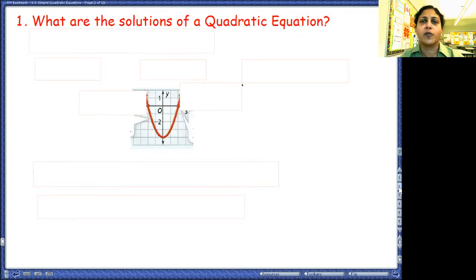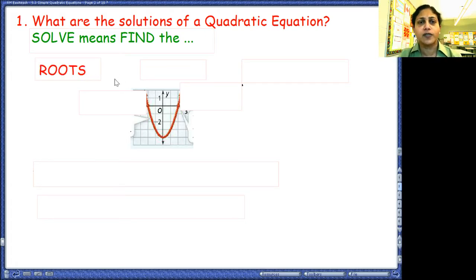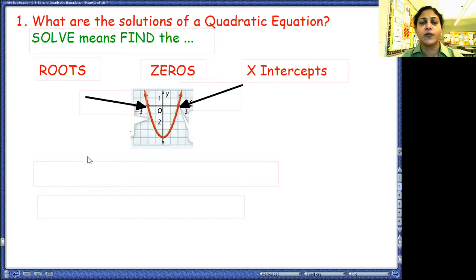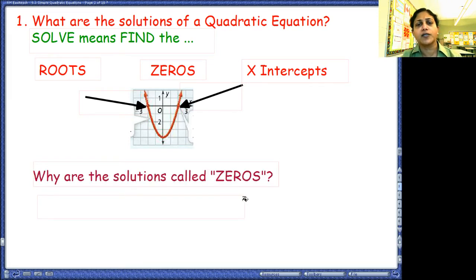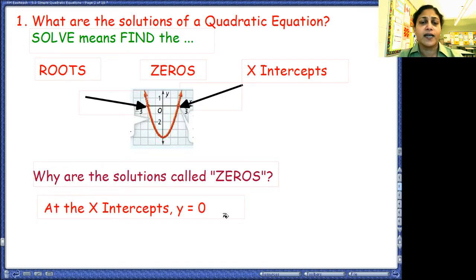When we talk about the solutions of a quadratic equation, what is it that we are looking for? Solve means we are trying to find the roots or the zeros or the x-intercepts. And when we are talking about x-intercepts, we are looking for these points on the graph where the parabola intersects the x-axis. So why do you think the solutions are called zeros? They are called zeros because at the x-intercepts, the y value is equal to 0.